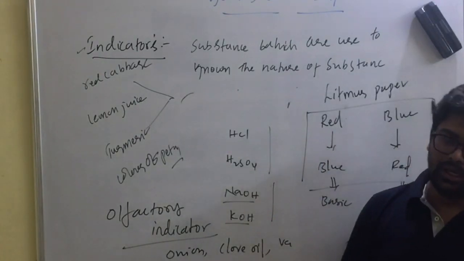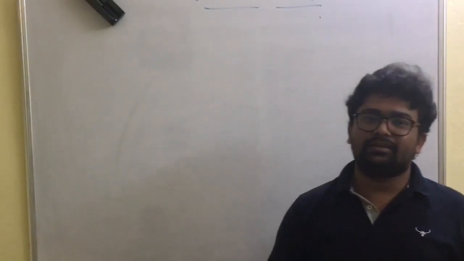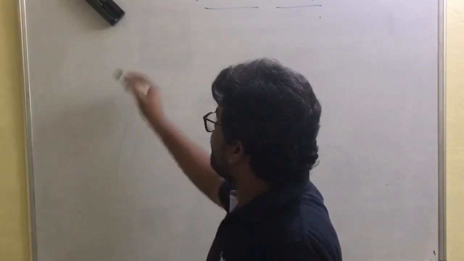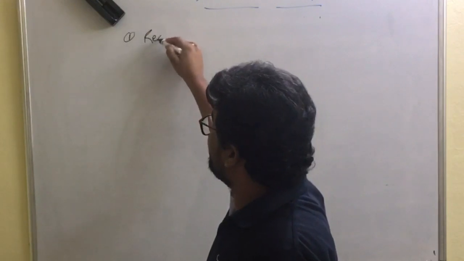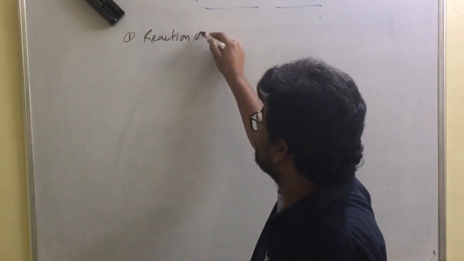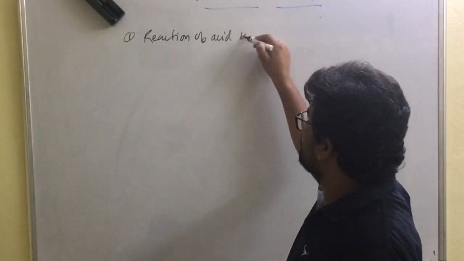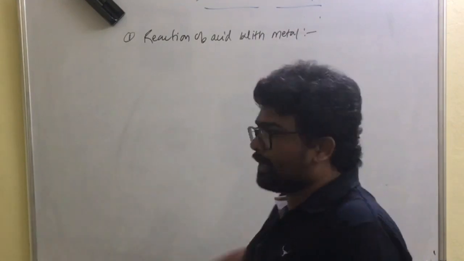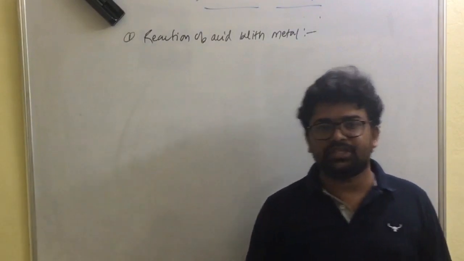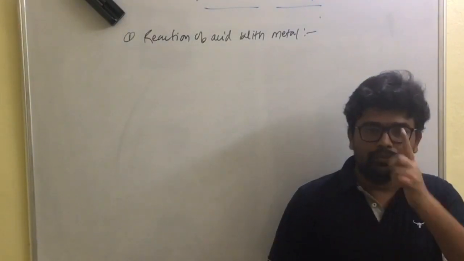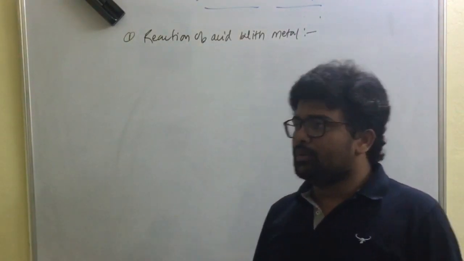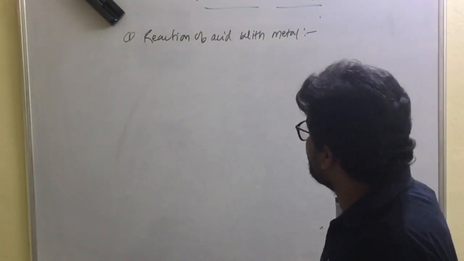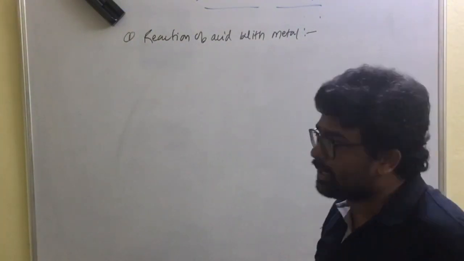Okay children, let us move to the chemical properties of acids and bases. Let us start with the first point, reaction of acid with metal. See, all these reactions are very important. आपके एग्जाम्स में एक्टिविटी बेस्ड क्वेश्चंस पूछे जाएंगे केमिकल प्रॉपर्टीज के, which are very important. Please try to understand this. So our first chemical property we are going to study is reaction of acid with metal.